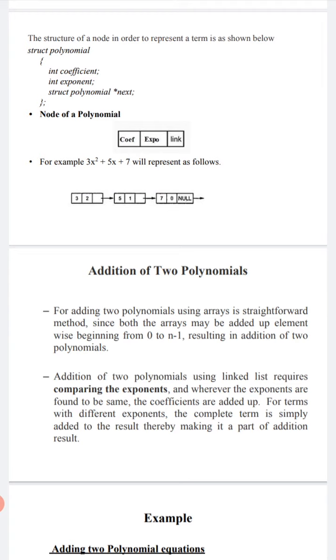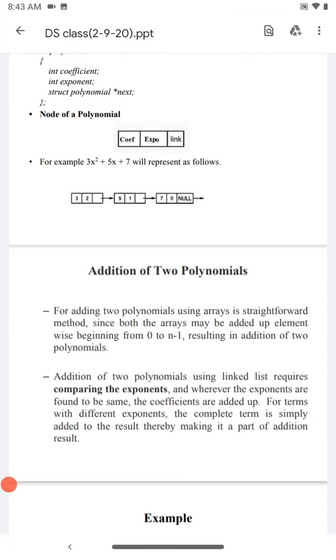For example, consider this equation: 3x squared plus 5x plus 7. Here there are three terms, so there are three nodes. The first node represents the first term of the equation. The second node represents the second term. The third node represents the third term of the polynomial equation. So for 3x squared plus 5x plus 7, there are three terms, so there are three nodes.